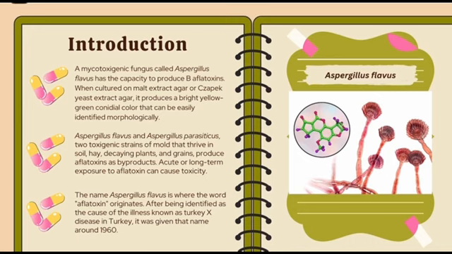They live in soil, hay, decaying plants, and grains, and produce aflatoxin as a byproduct. Exposure to aflatoxin in animals, plants, or humans can cause toxicity. Aflatoxin originates from the name Aspergillus flavus, where A comes from Aspergillus and Fla comes from flavus. This was identified as the cause of an illness known as Turkey X disease in Turkey. It was given that name around 1960.